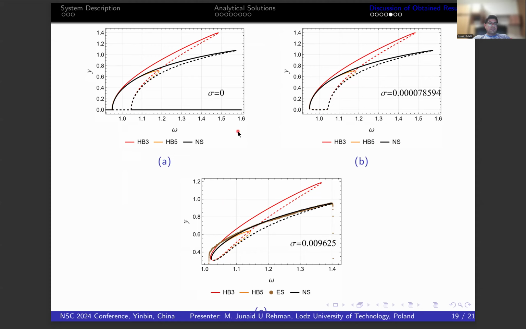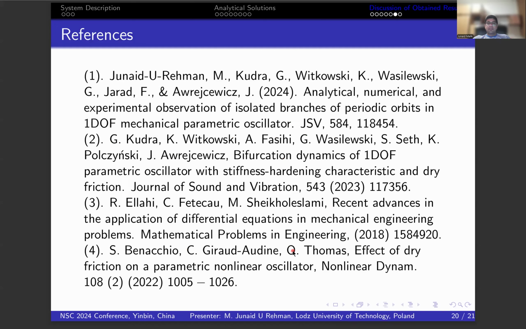And on the other hand, the HB5 curve, both stable and unstable, disappears. So if we see here, it disappears for the large amplitude. But we notice that MS3 and HB3 show a common behavior for the large amplitude, which is that both represent a less hardening effect as compared to the numerical solution. The stable and unstable solutions of the harmonic balance method meet at one point for the larger amplitude, but not in the multiple scale method. So here we have some references, and thank you.